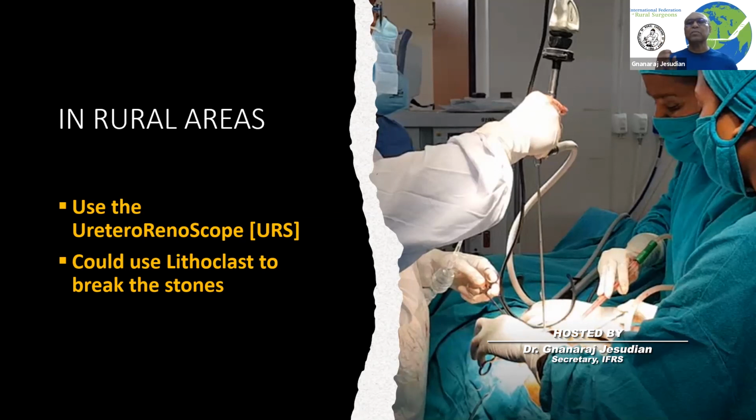If not possible, you can use a lithoglass to break the stones and flush them out. This is a cost-effective method, and it's a much lower cost than the choledocoscope which is available. Combining the open surgery and URS gives the best possible treatment in rural areas.